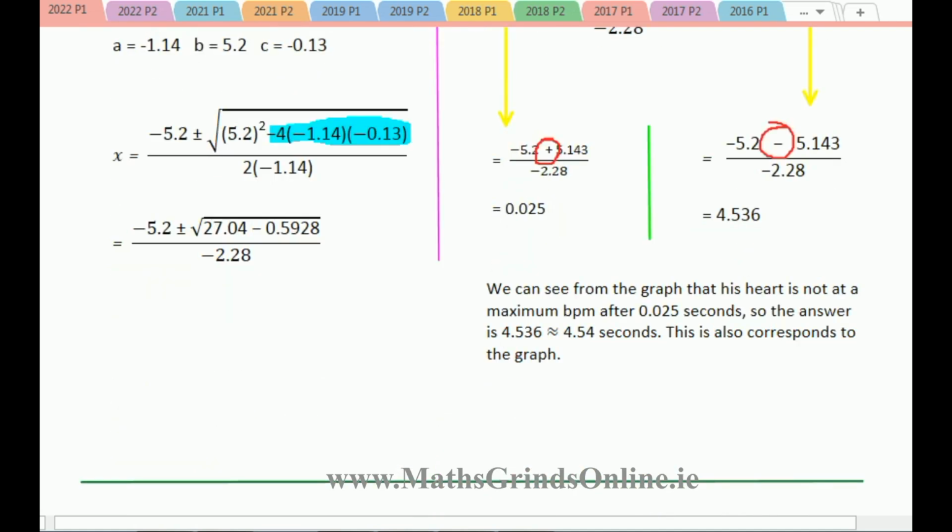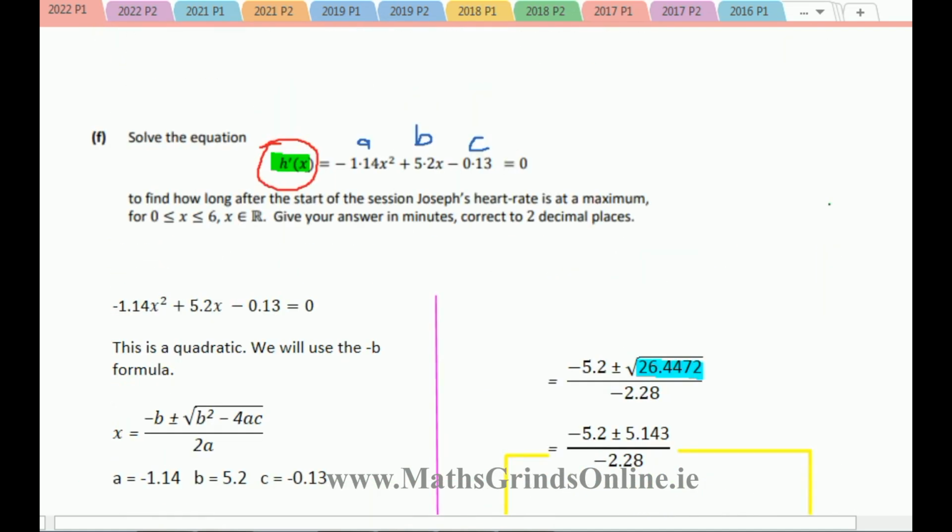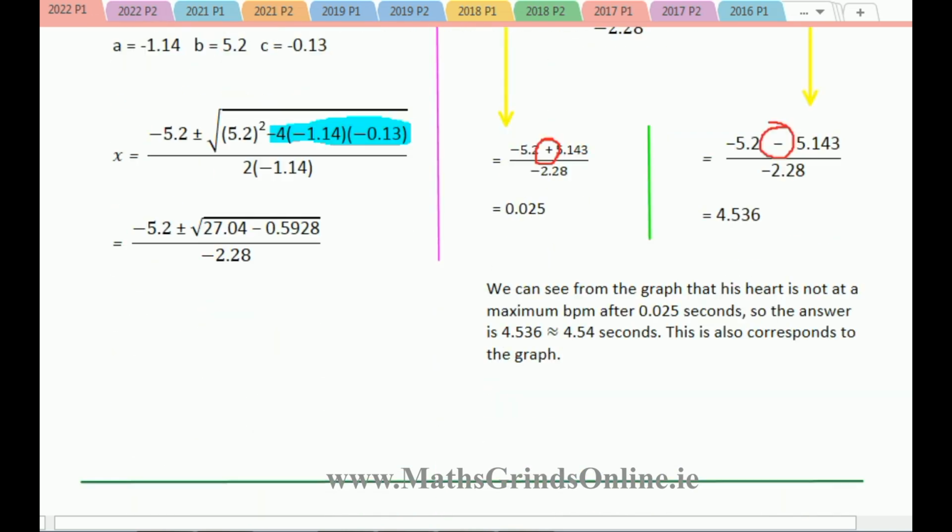But we weren't really asked to comment on any of that, and there's nothing there in the question that says your answer is not equal to something or the other. So both of them would be fine to give, just to give them as to 2 decimal places. So we might go with 0.03 on this one, and this one would be 4.54. Okay, that's the end of this question here.